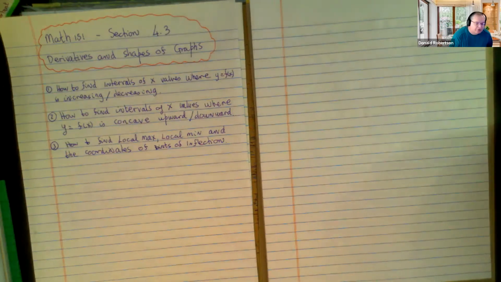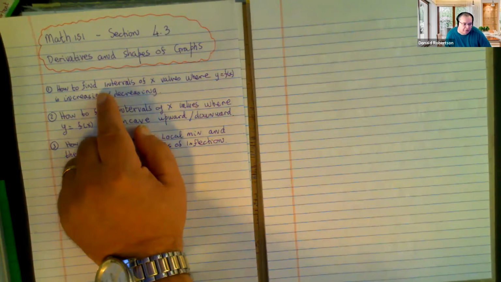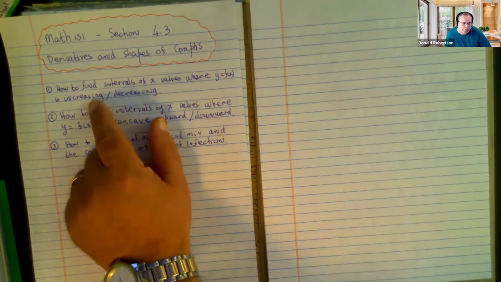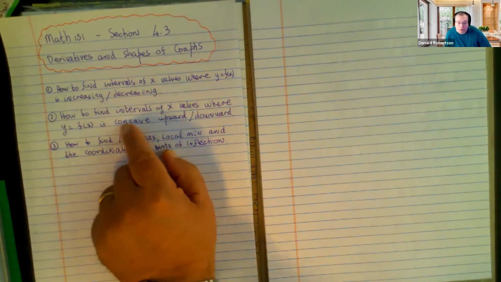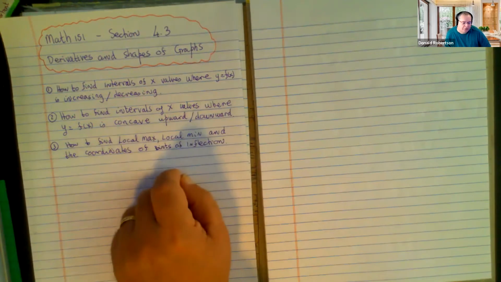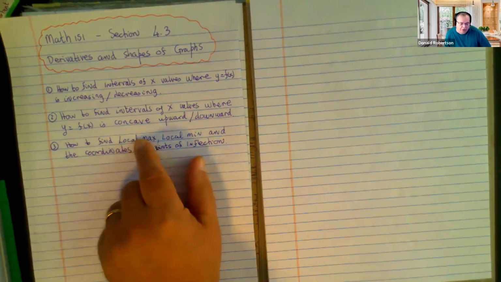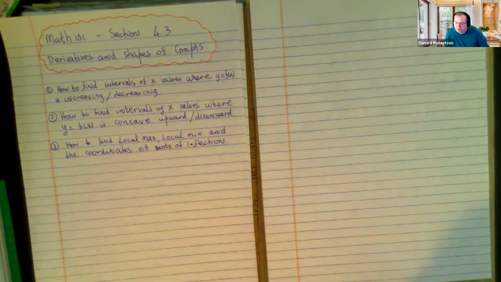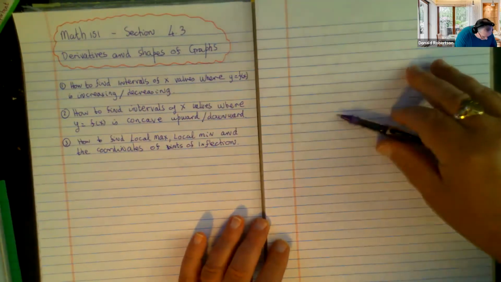And these are the kinds of things we are talking about. How do you use calculus derivatives to find the values of intervals of x where the function is increasing and decreasing, where the function is something called concave up or concave down? And lastly, how do you use derivatives to find local max, local mins, and coordinates of things called points of inflection?